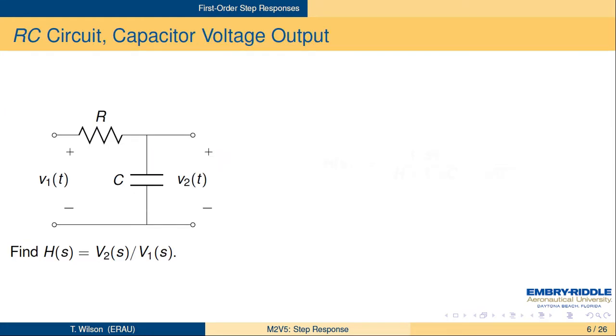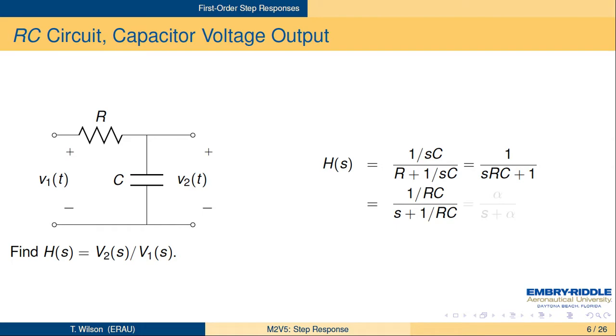Here's our favorite first-order system, the series RC circuit, where we look at the voltage across the capacitor. So let's find the transfer function V2 of S over V1 of S. It's just a voltage divider. So we have 1 over SC over R plus 1 over SC. As usual, we clear out the compound fraction by multiplying by SC over SC to get 1 over S times RC plus 1. And then to see where the poles are, we factor out 1 over RC, and that puts that into the numerator. So you have 1 over RC over S plus 1 over RC, and that has the form alpha over S plus alpha.